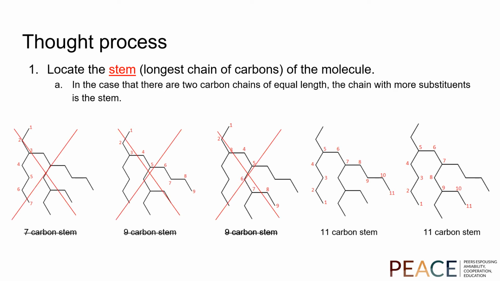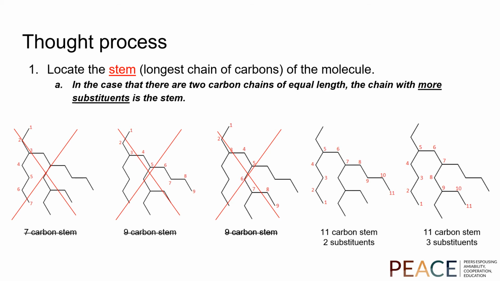Once that's done though, we have to determine which 11 carbon stem to choose. That's where 1A comes in. Notice that it says, in the case that there are 2 carbon chains of equal length, the chain with more substituents is the stem. We're going to need to count how many substituents each carbon stem has before we make a decision of which one to choose.